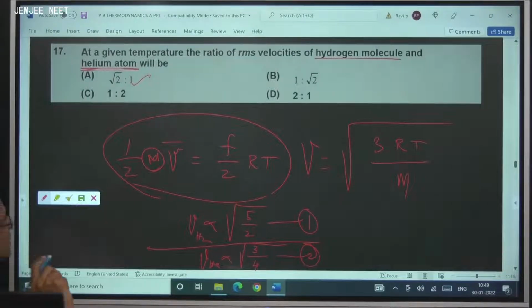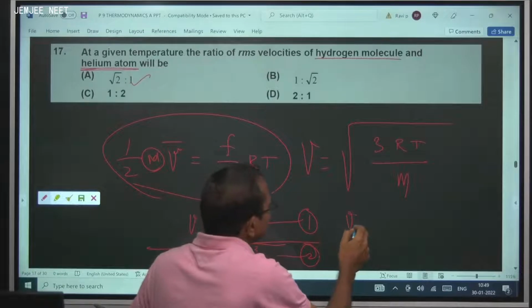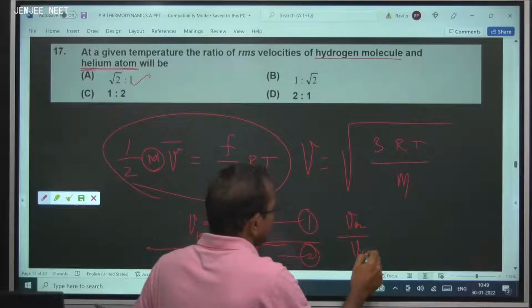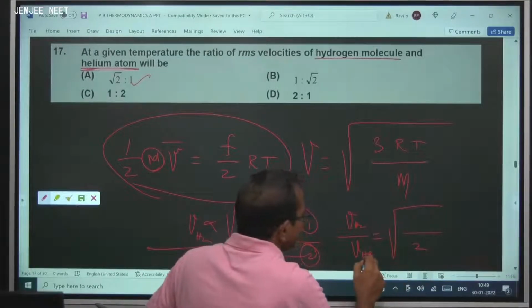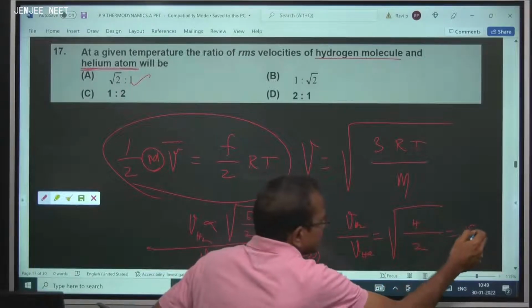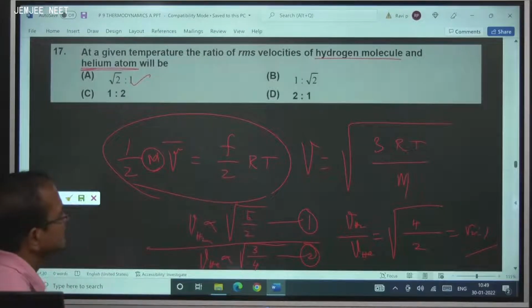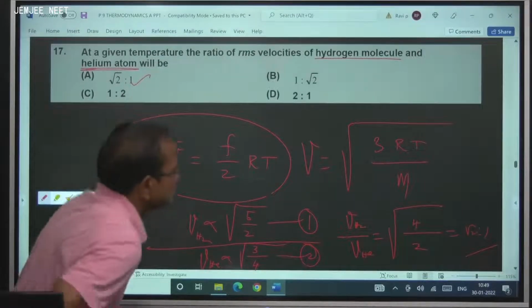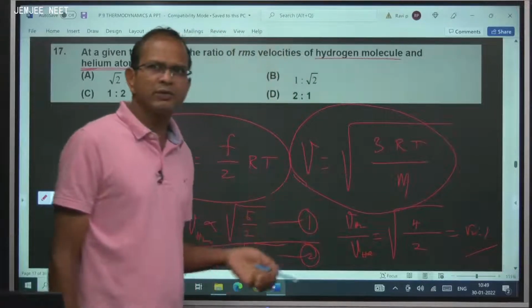What they did for the ratio is substitute directly: velocity of hydrogen by velocity of helium, root of 2 for hydrogen, 4 for helium, and they completed like this. It's not fair. That's not correct. This formula you cannot use for all molecules. This is okay only for monoatomic molecules.